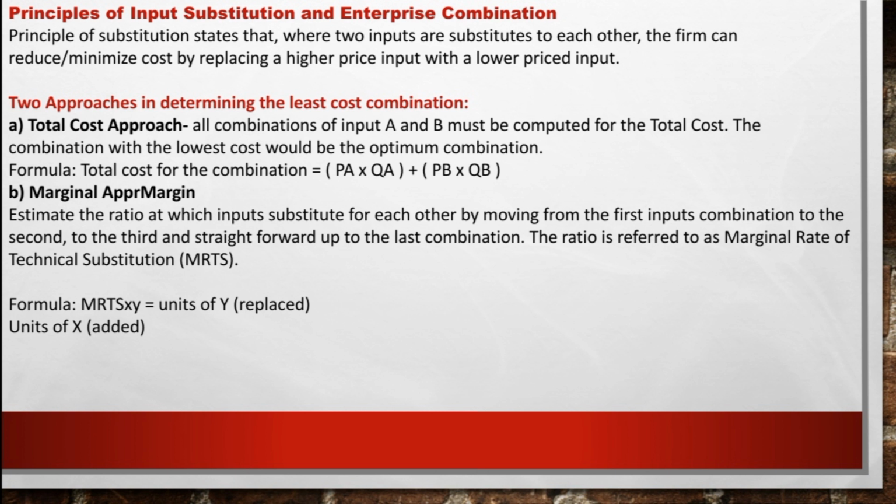The ratio is referred to as the marginal rate of technical substitution, or MRTS. To solve it, we have this formula: MRTS XY is equal to the units of Y replaced per unit of X added.